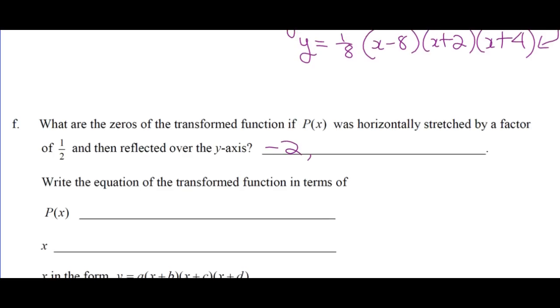It says, what are the zeros of the transform function if p of x, the original function, was horizontally stretched by a factor of a half? It's a new transformation. It's a different one. It's not of this transformation.